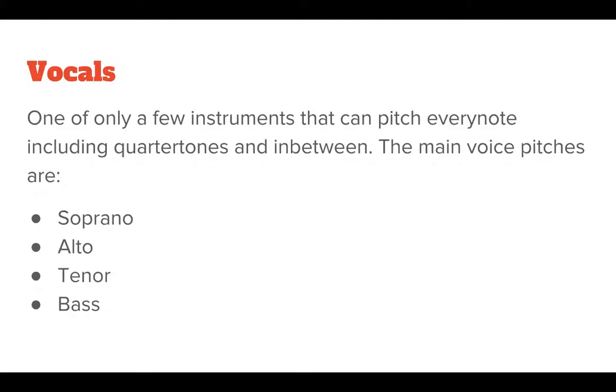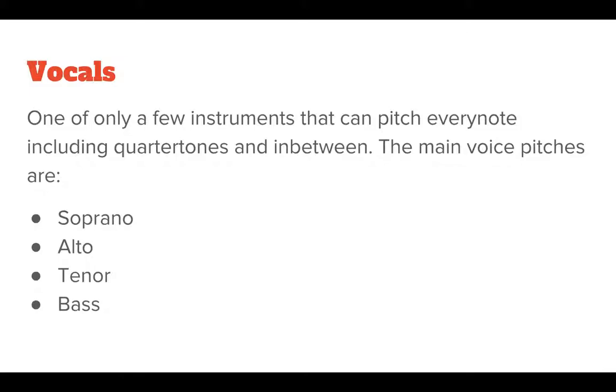So there are the vocals. They are the instrument that can play every single note. They can play quarter tones, and every note in between as well. So they can go very minuscule, but it is very hard to pitch, however. The main voice parts are soprano, alto, tenor, and bass. Soprano and alto are for females. Tenor and bass are for males. However, there are others. For example, there is a mezzo soprano for a female, which is in between soprano and alto. For males, there is an alto part, and that's usually for pre-puberty males.